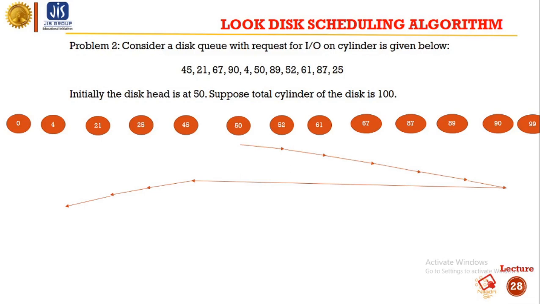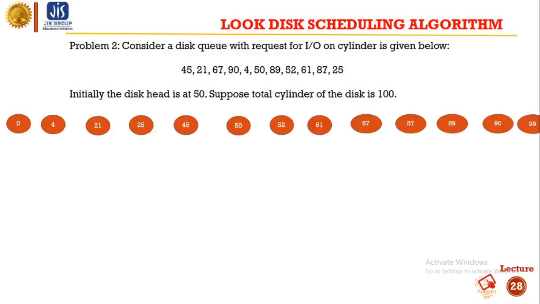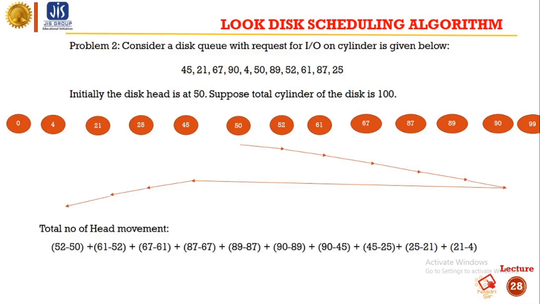Okay, so now we will find out the head movement. Total head movement: this was the 0 to 99 range. These are the elements: from 50 we move to 52, 61, 67, 87, 89, 90, then 45, 25, 21, and 4. So the total head movement is from 50 we have moved to 52, so the head movement is 52 minus 50.